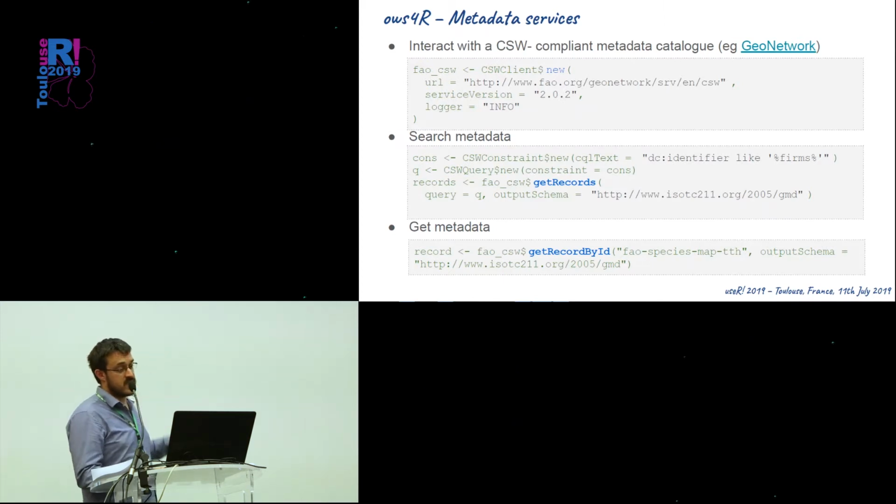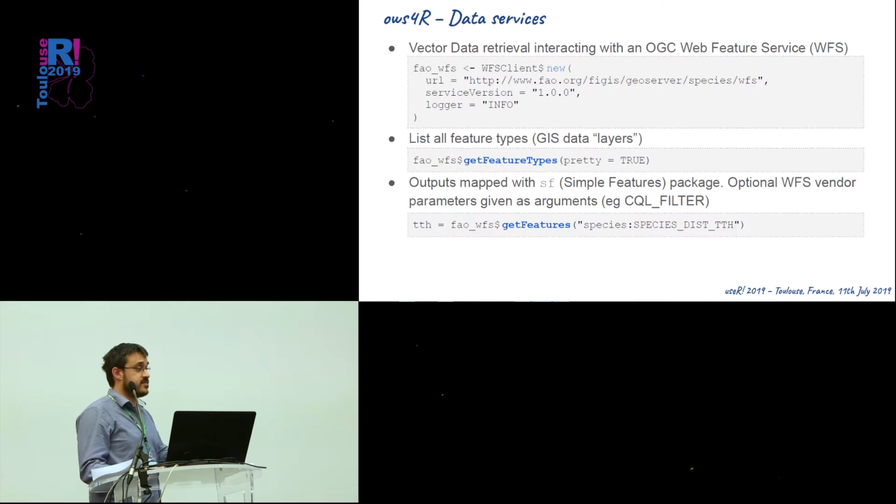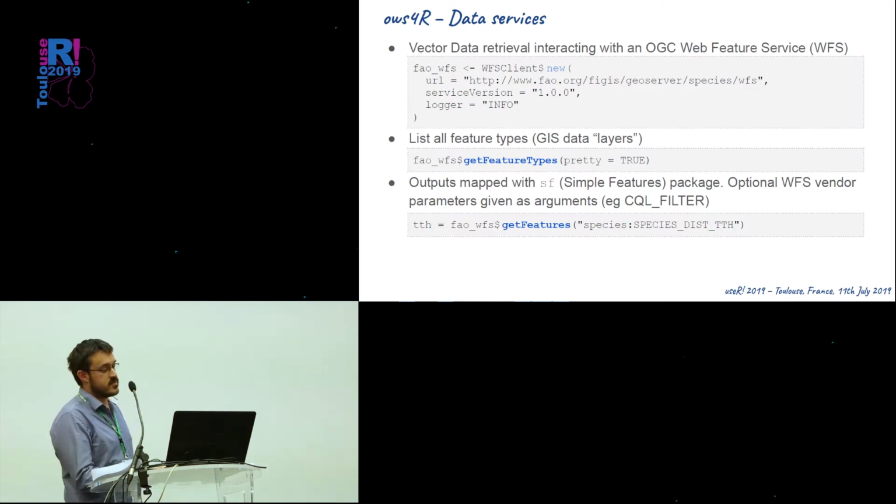So this is one example with the FAO catalog. You can search metadata and get metadata, still into the geometa objects. You can perform CRUD operations like insert, update, and delete. For the data services, you can grab data. For now it's limited to vector data, so you can grab data from Web Feature Services, and you get the result into the SF model, the simple feature model.